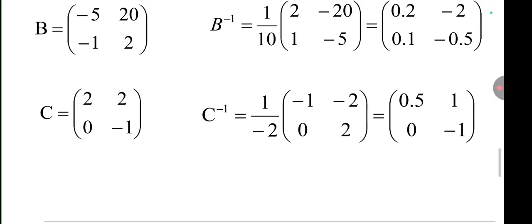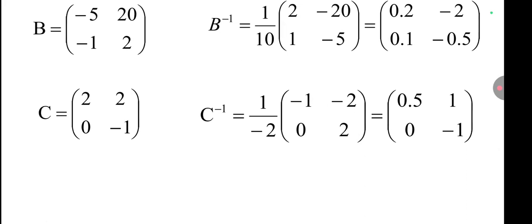Let us take the next example, C equal to 2, 2, 0, minus 1. Again, the inverse of this matrix is denoted by C inverse, equal to 1 by determinant of C. So find the determinant: 2 into minus 1, minus 2 into 0. So we have minus 2. The determinant value is minus 2.